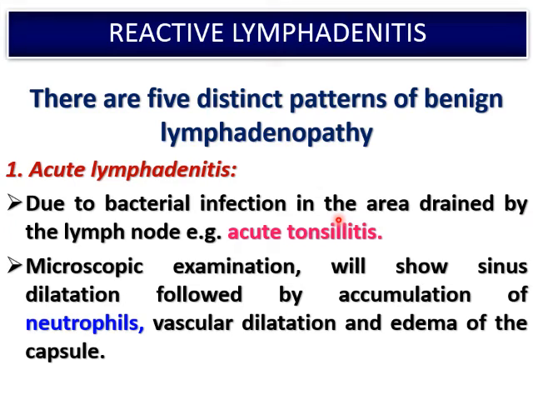The first type is acute lymphadenitis, which can occur in any area drained by infection, due to bacterial infection in the area drained by the lymph node, like acute tonsillitis. Usually a child who suffers from acute tonsillitis has cervical lymphadenitis due to drainage of infection from the infectious area like the tonsil into the cervical lymph node. Microscopic examination of the lymph node in this condition shows sinus dilatation with accumulation of neutrophils. You know that the neutrophil is the characteristic cell for acute lymphadenitis.